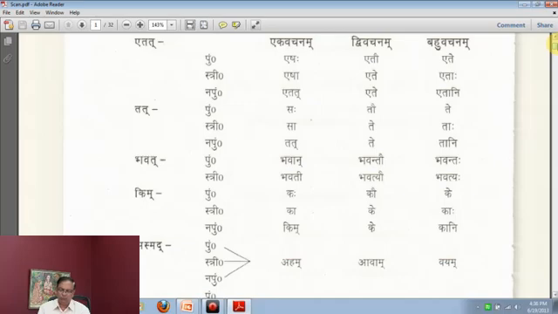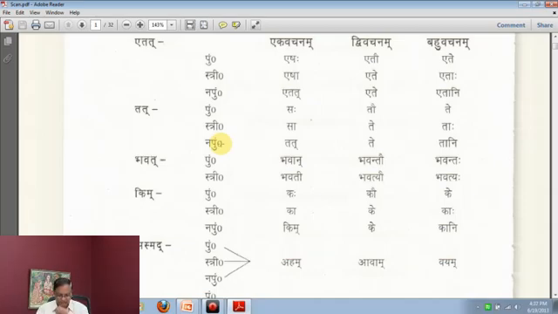Te here is plural in Pullinga, and what is plural in Pullinga becomes dual in Strilinga and Napumsakalinga. You can see here: Te, those two ladies. Taha, those women. Taha balikaha, te balike, sa balika. Then in the Napumsaka form, this Tat remains as it is: Tat, te, tani. Tat pustakam, te pustake, tani pustakani. Tat phalam, te phale, tani phalani. Tat patram, te patre, tani patrani. Tat vastram, te vastre, tani vastrani, etc.